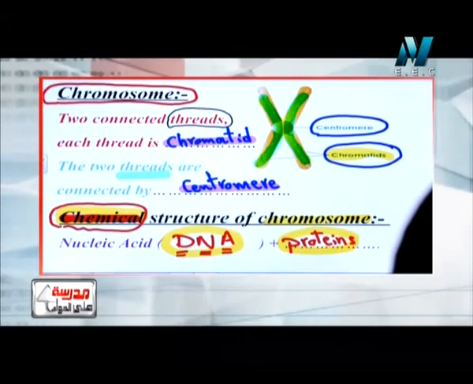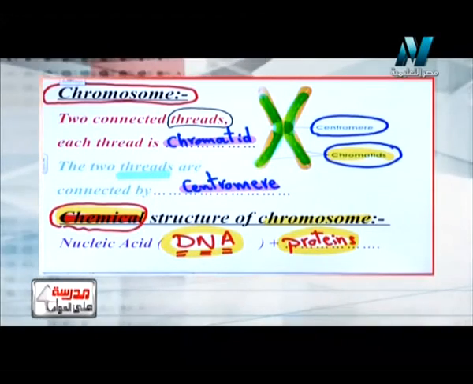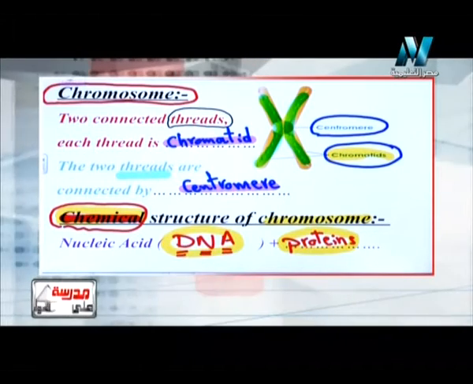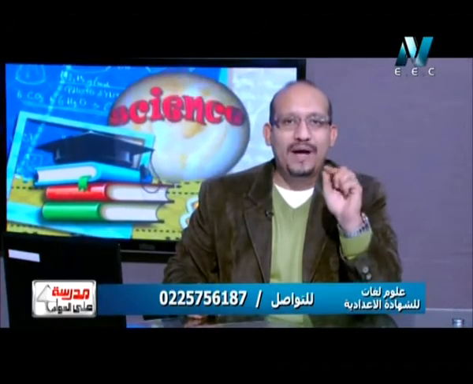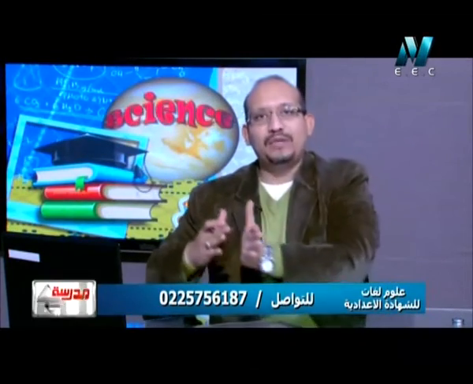So, we should mention, my dear students, we have two types of cells in our bodies. Number one is called somatic cells. All body cells are called somatic cells: skin cells, muscle cells, blood cells, stomach cells, bone cells. All these cells are called somatic cells. What is meant by somatic cells? Somatic cells means all body cells except the reproductive cells.